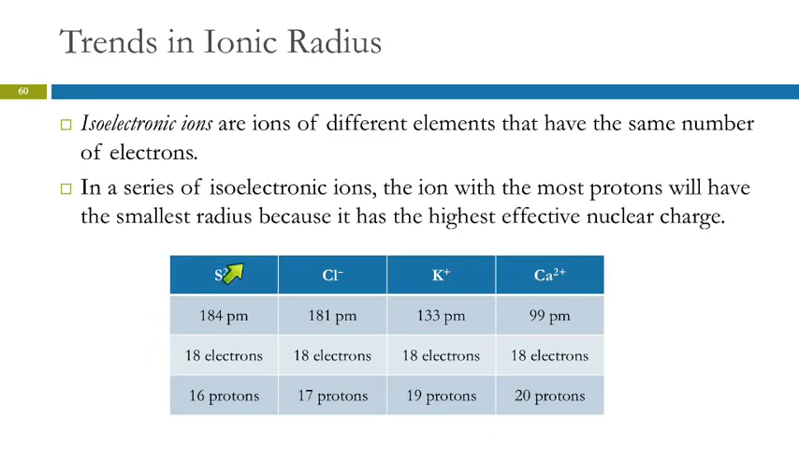So what we see is that the anion is bigger, and the larger the charge on the anion, the larger the size. So 184, 181, and then it drops 133 and 99. They have the same number of electrons in the same configuration, but what's different is the nucleus. So we have differences in the nuclear charge. So higher nuclear charge, smaller atom or ion.